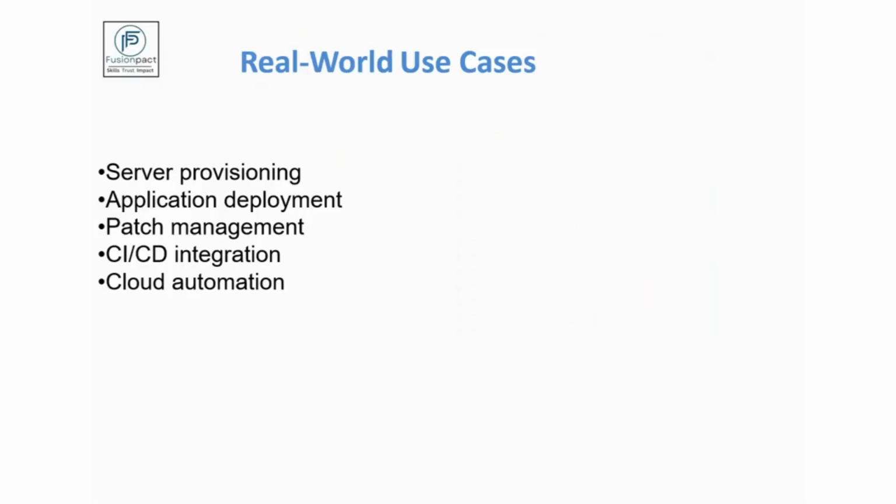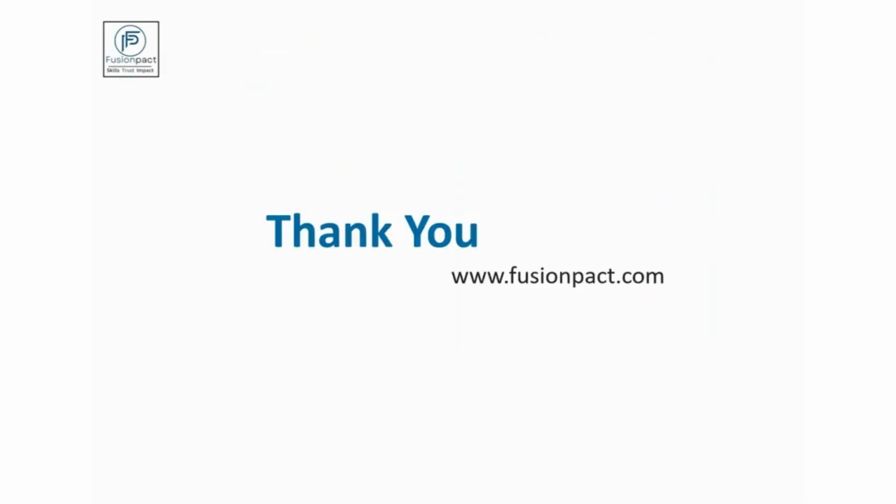In real world DevOps, Ansible is used for server provisioning, application deployment, and patch management. It integrates with CI/CD pipelines and automates cloud infrastructure, making deployment fast and consistent. For example, deploying the same application on 50 servers using one playbook.